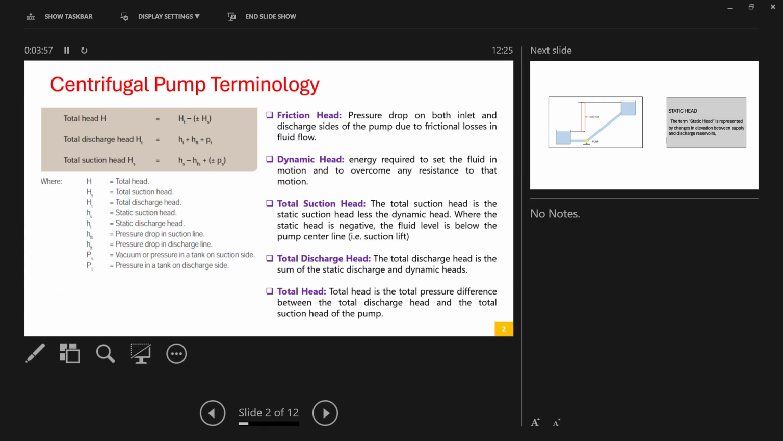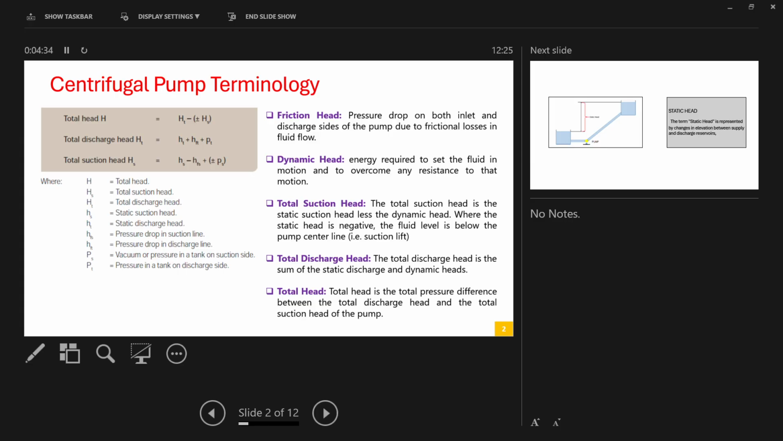Now the formulas, if you see the slides here: total head is referred to as capital HT equals HD plus or minus HS. What is HD? It is called total discharge head. Small hd is your total static discharge head, plus small hfd, which is called pressure drop in the discharge line, plus discharge pressure of the tank or of the system.